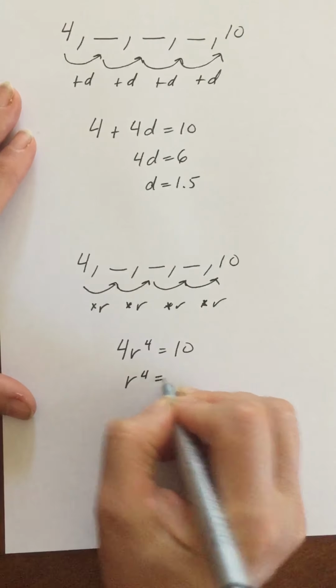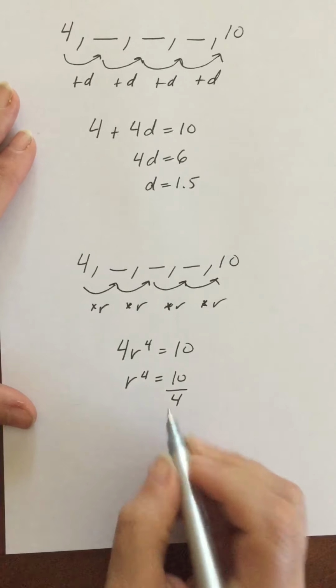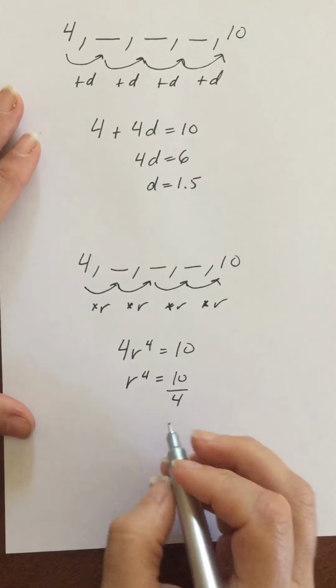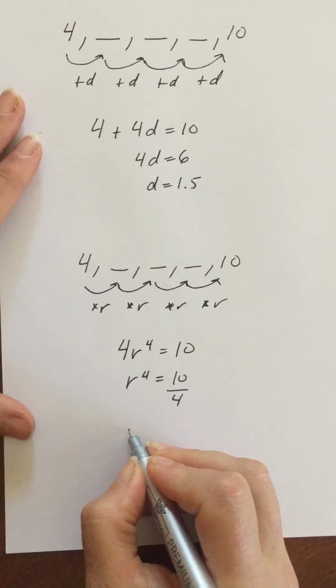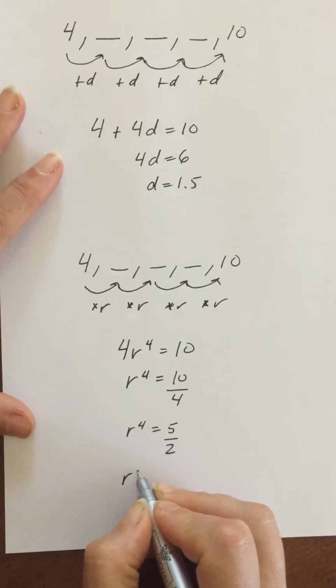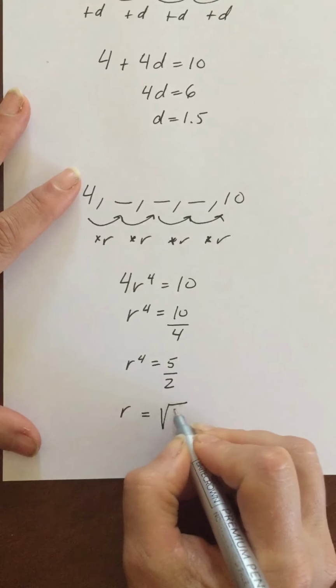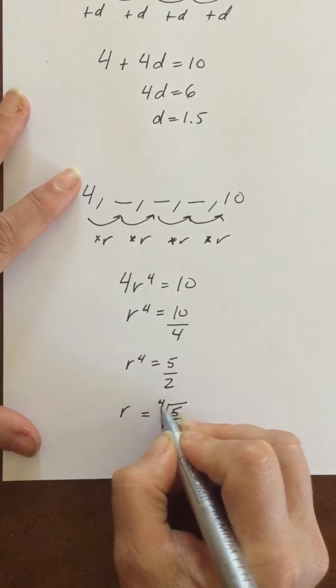I get r to the 4th equals 10 fourths. And what I can go ahead and do is take the 4th root of that. Actually, let's simplify it first to 5 halves. And then I get r would be equal to the 4th root of 5 halves.